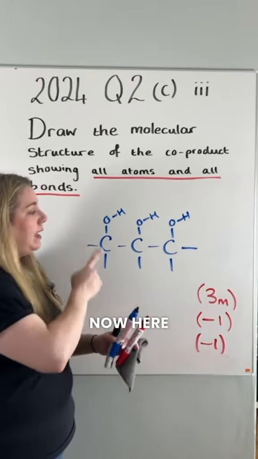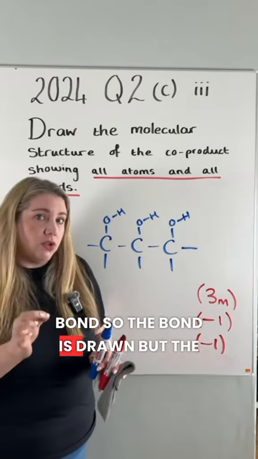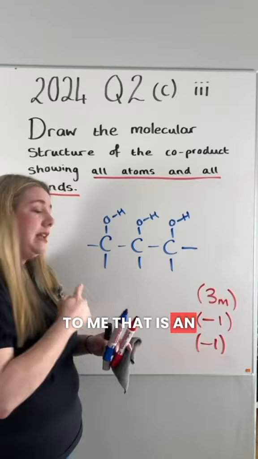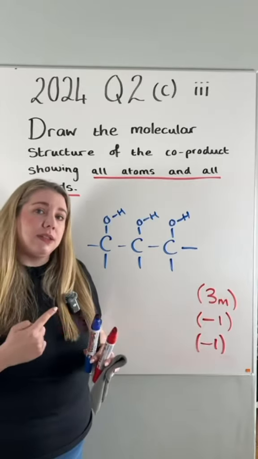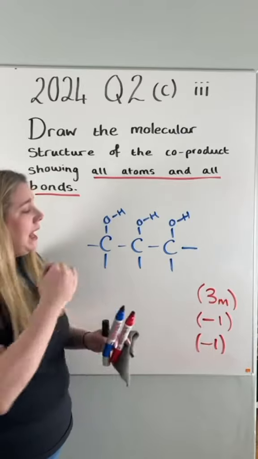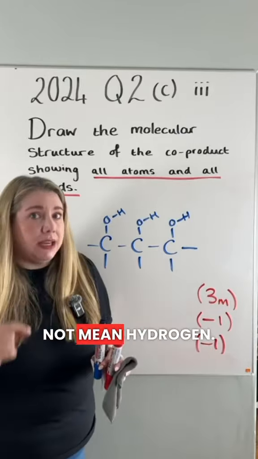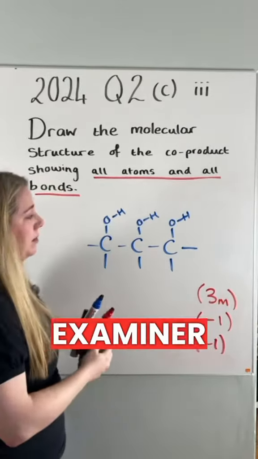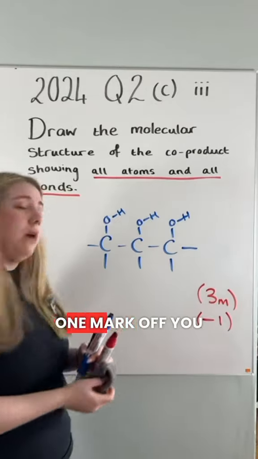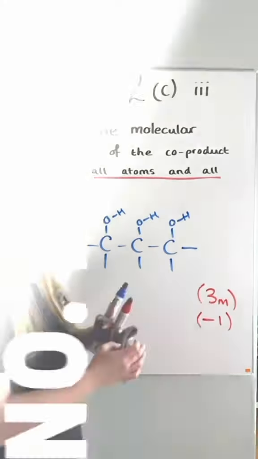Now here, if you show the bond, so the bond is drawn, but the atom at the end of the bond is not. To me, that is an incorrect structure because you're telling me that there's actually a CH3 at the end of that bond and there isn't in glycerol. An empty bond like that does not mean hydrogen. The Chief Examiner, though, let you away with it because the bond was shown and they took 1 mark off you if you drew that.